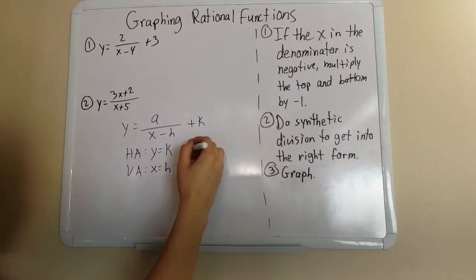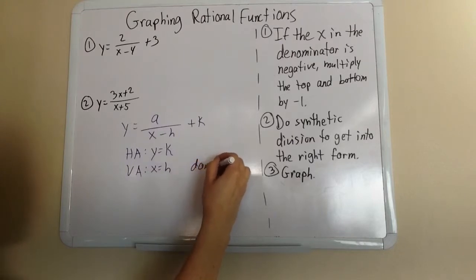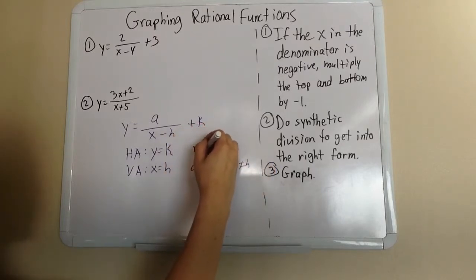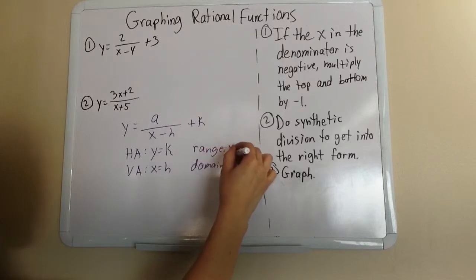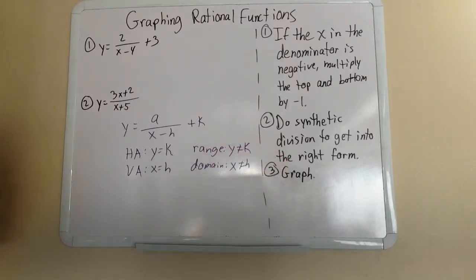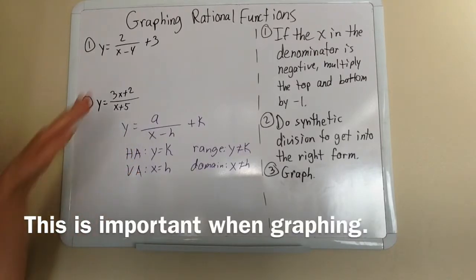And then we have our range and domain. So our domain is just really the opposite of the vertical asymptote, so x is not equal to h. And the range here is the opposite of the horizontal asymptote, so y is not equal to k. So we really want to get everything looking like this. So this first one is already in that form.